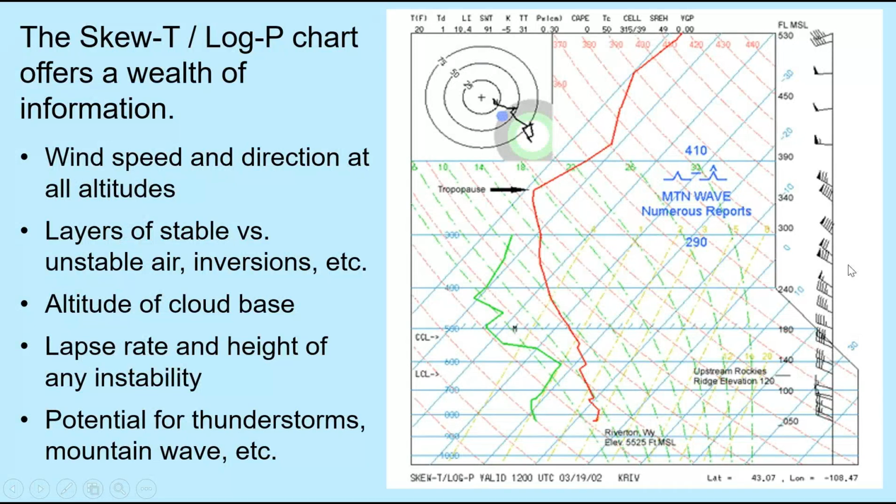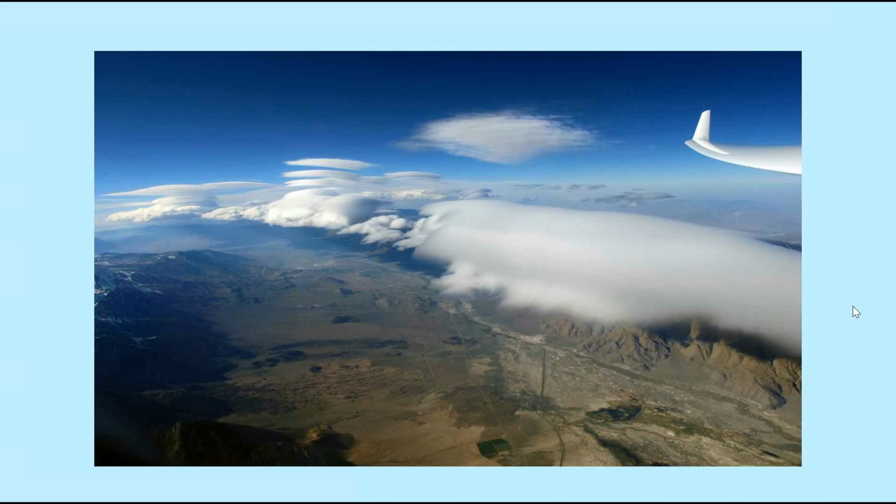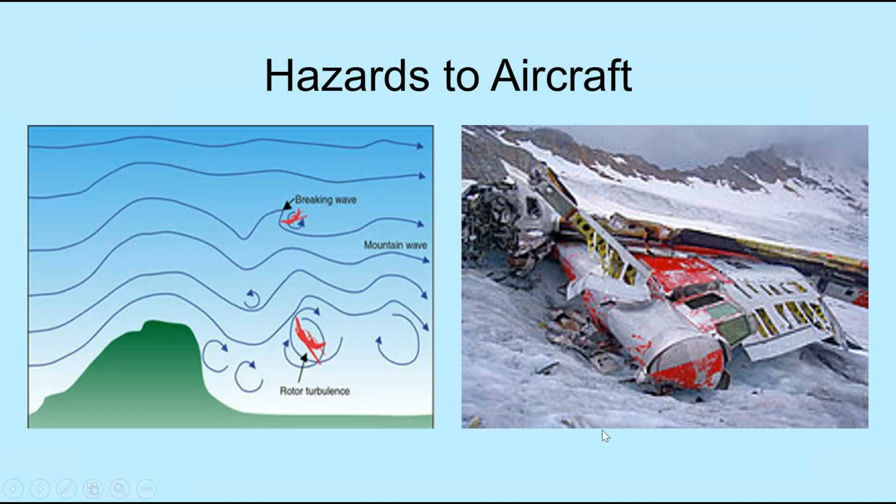That alone is a graphical depiction of the winds and temperature aloft that I showed a couple slides ago. Beautiful picture of soaring up in the wave over the Owens Valley on the leading edge of the first wave on the lee side. Hazardous to aircraft, the main one being the rotors again, and at higher altitudes, the breaking waves.